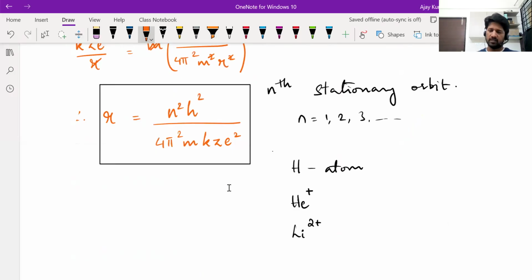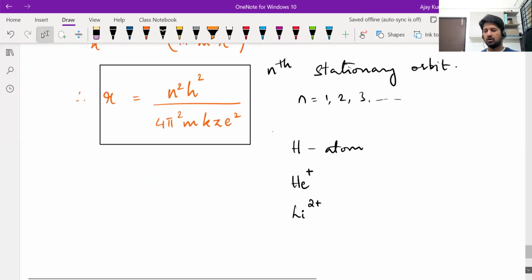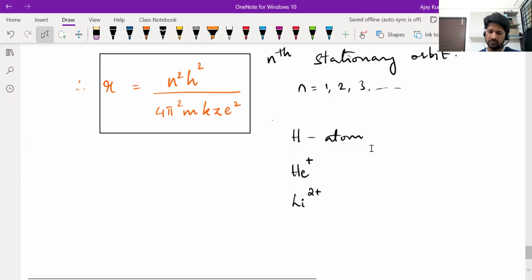Now, n is the orbit number. Depending on which orbit's radius you want to find out, you substitute n. Done. H is Planck's constant. Not a big deal, we know the value and can substitute. M is mass of electron. K is Coulomb's constant. Z is the atomic number. And E is the charge of an electron. So atomic number and the orbit number are the only things which can vary in this formula.